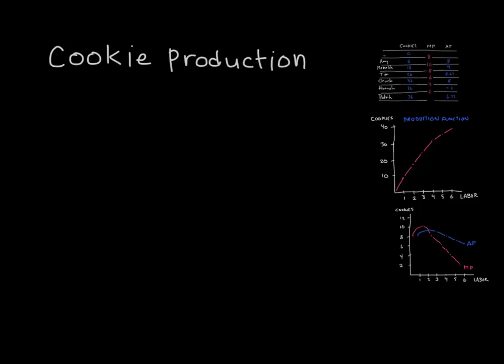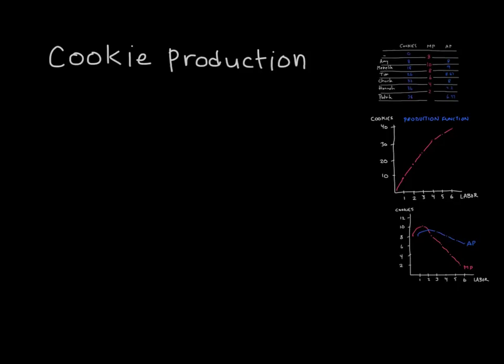Hello. The Department of Economics and Business has decided to make some cookies. In order to do so, they need ingredients, labor, and a small oven. They can change the number of ingredients and the number of workers, but they're stuck with this one oven. Therefore, we say that labor and ingredients are variable inputs, while the oven is a fixed input.